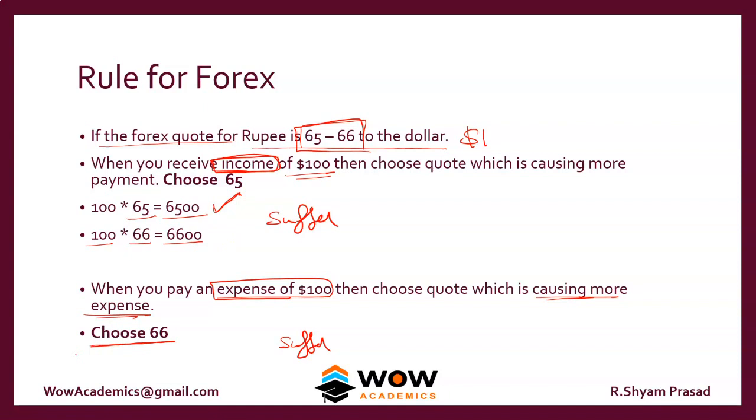See, it's not about you choosing, it's about the bank offering you. So whenever you give them $100, they will give you 6,500. When you want $100, then they will ask you to pay 6,600 to them, because the difference between the two numbers is the bank's forex profit. So for them to earn a profit, that's why they have a parity like this. So you can remember it like this: whenever you get an income, you have to get a lower income. Whenever you're going to pay, you have to pay a higher payment. So that's how the rule for forex works. So you are always at a loss.